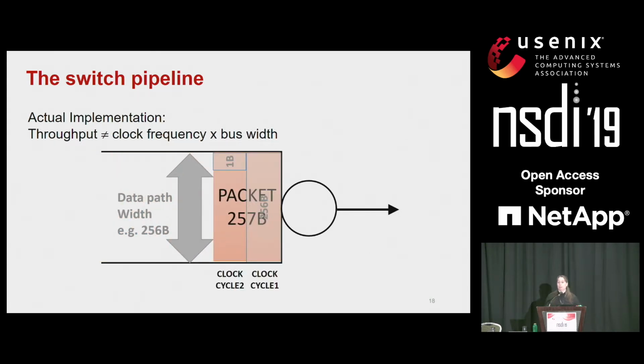I'll process 256 bytes of the packet in the first clock cycle. But in the second clock cycle, I'll process only a single byte. This means that I wasted 255 bytes. That's almost 50% of the resources that went down the drain.